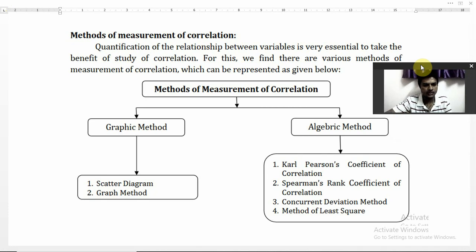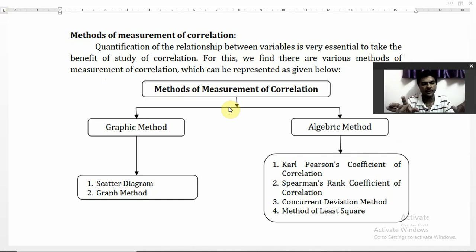Quantification of a relationship between variables is very essential to take the benefit of the study of correlation. For this we find there are various methods of measurement of correlation, which can be represented as given below. So you just take the methods of measurement of correlation. There are two types we have taken: one is the graphical method and the other is the algebraic method.